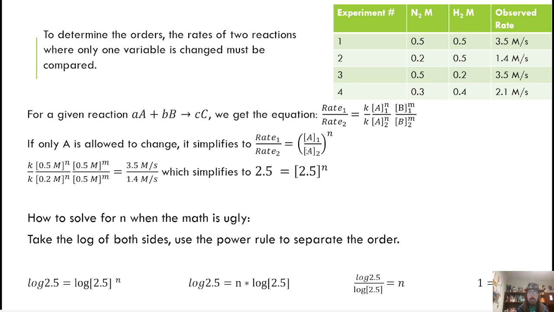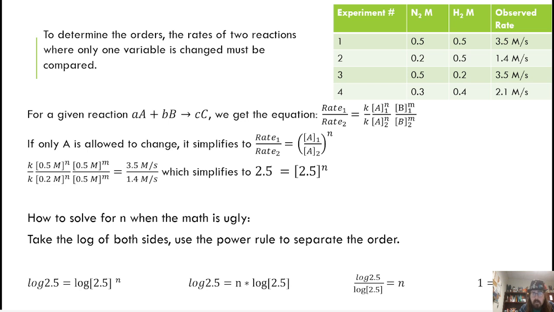So, as you see there, if you have a1 and a2, they're raised to the same exponent, you could take the exponent and extract it outside of that. So you have 2.5 to the n is equal to 2.5. In this case, if I only have three options, 0, 1, and 2, exponent of 1 is necessary to make this relationship true. So it's first order with respect to nitrogen.